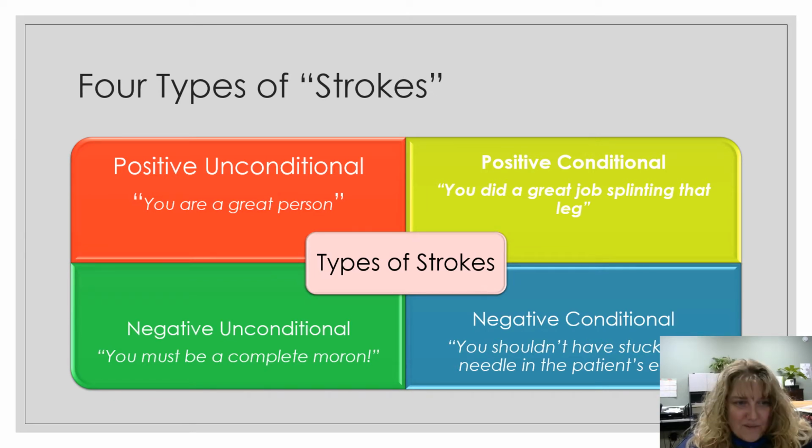As a preceptor, we can find ways to negotiate and navigate through these student encounters without having to be that mean. Now there is the negative conditional, and I have a pretty exaggerated one here, but you shouldn't have stuck the needle in that patient's eye. But when we're talking about negative conditional, you did a great job splinting that leg, but you also forgot to notice that the patient was hypoxic and was turning blue, and you needed to address the airway first. So that would be a good negative conditional, where there is a negative. You're pointing out the negative, and it is conditional.